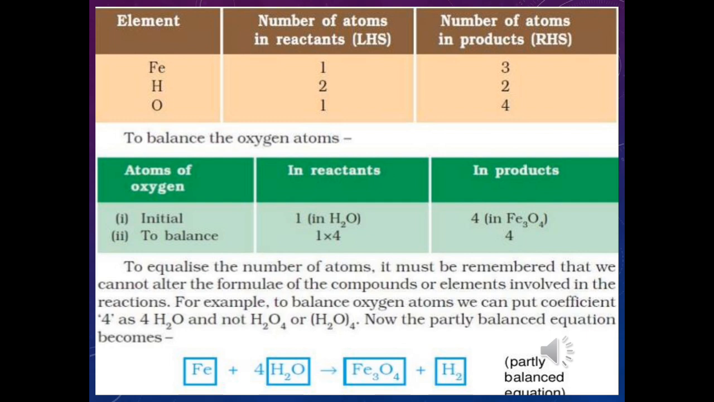To equalize the number of atoms, it must be remembered that we cannot alter the formulae of compounds or elements involved in the reaction. For example, to balance oxygen atoms, we can put coefficient 4 as 4H2O and not H2O4. Now the partly balanced equation becomes Fe plus 4H2O gives rise to Fe3O4 plus H2.